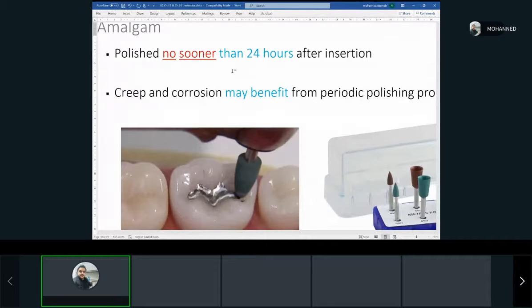Amalgam, if we place it in, we can just finish it with our hand instruments, but we're not going to polish it until about 24 hours, so as to get it to completely set and settle in the mouth.